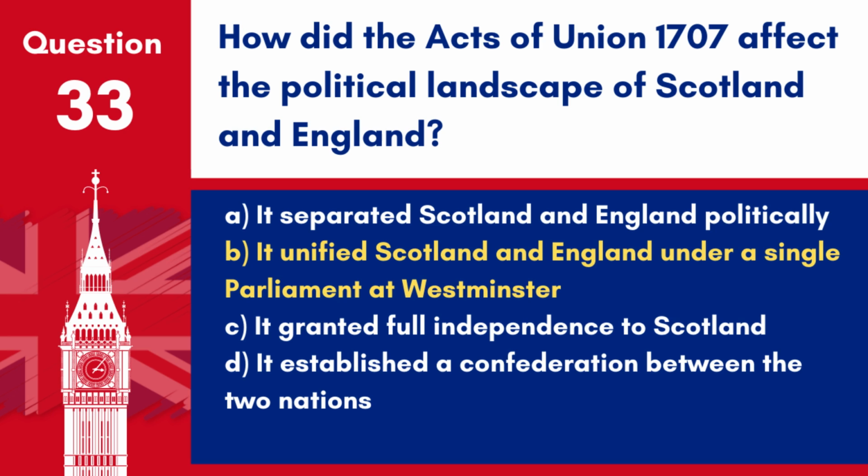Answer. B. It unified Scotland and England under a single parliament at Westminster. The Acts of Union 1707 politically united Scotland and England into a single sovereign state known as Great Britain, with a unified parliament based in Westminster, London.